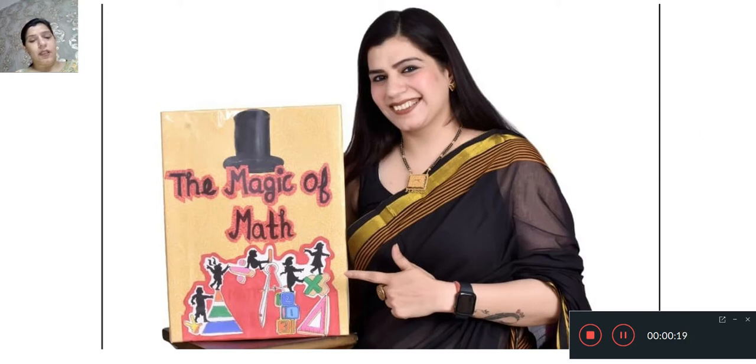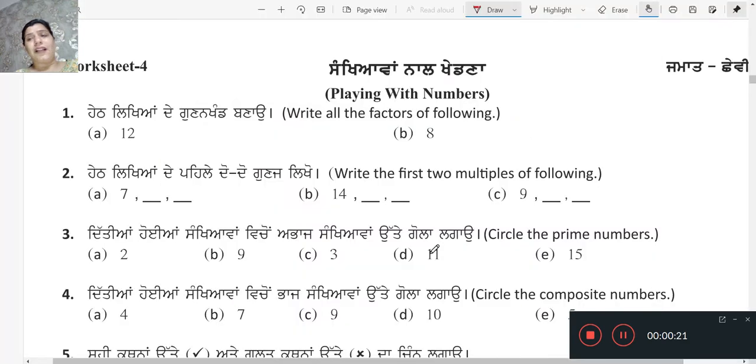So let's begin with worksheet number 4 of class 6, that is playing with numbers.